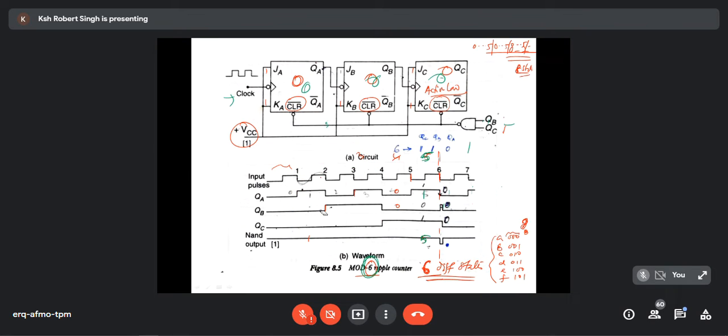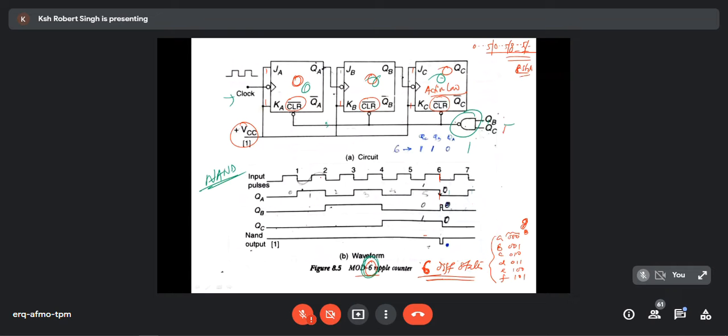Before answering that one, I have one doubt, sir. This NAND gate will work only after state 5? How is that possible? It will work only after 5. That is the NAND gate, not the AND gate. There is a difference between AND gate and NAND gate. How will it work only after this 5?